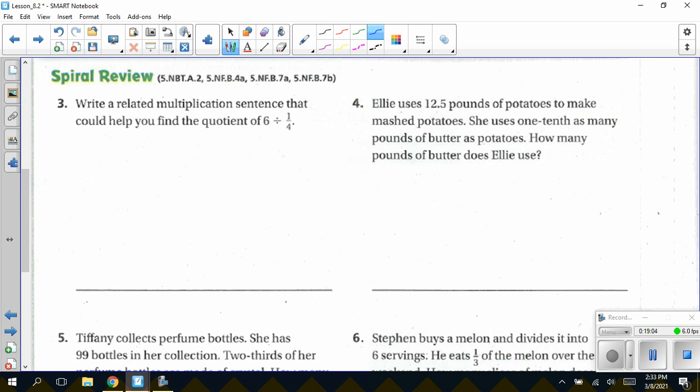Number 4, Ellie uses 12.5 pounds of potatoes to make mashed potatoes. She uses 1/10 as many pounds of butter as potatoes. How many pounds of butter does Ellie use? So we know that she's starting with 12.5.